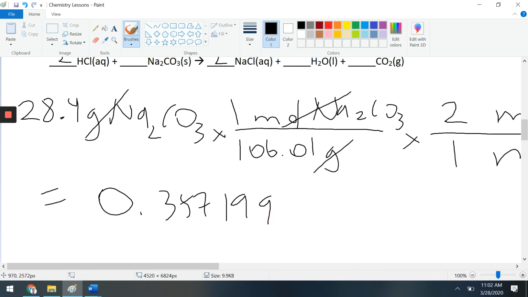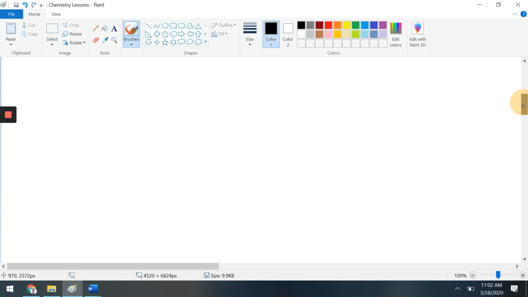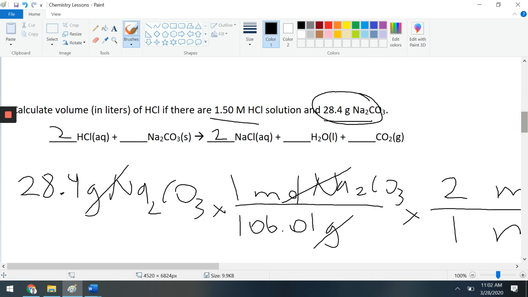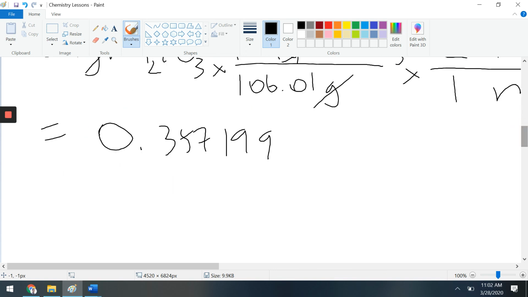Okay, so how many sig figs should you have for your answer? So let's check. 3 for the 1.50 molar. And of course, you have 3 sig figs for the number of grams of sodium carbonate. So same thing, you need 3 sig figs for your final answer. Okay, so I'm going to keep the 0, the 3, the 5, the 7. So here's my cutoff point. So notice the 1 is less than 5.